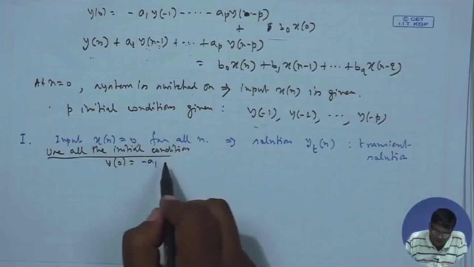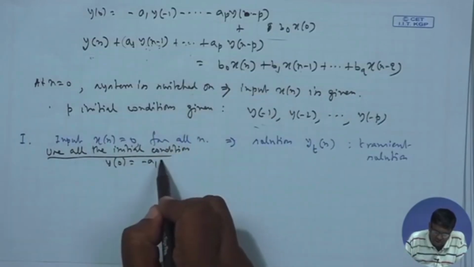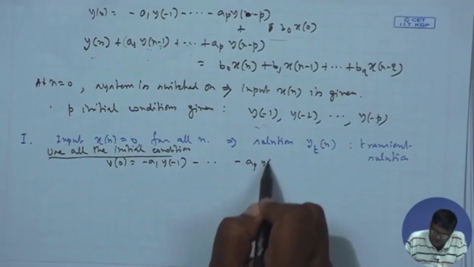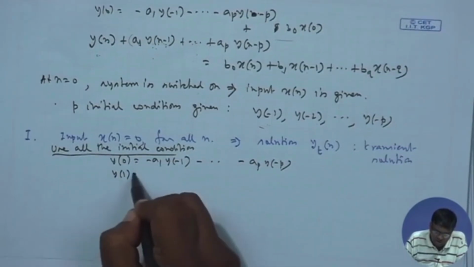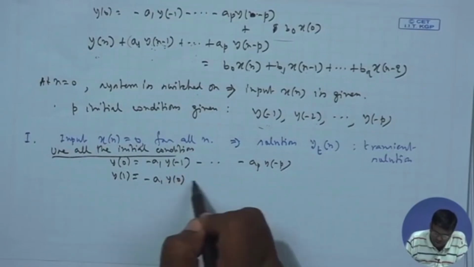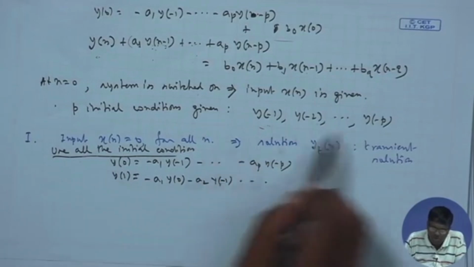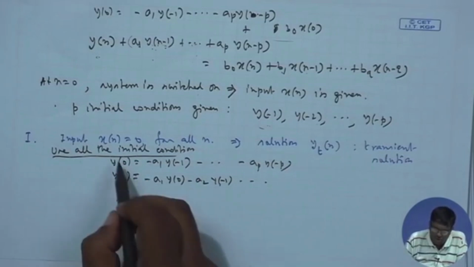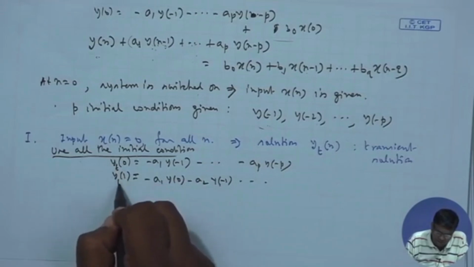So, what will be y 0? Take this part on the right hand side: minus a 1 y minus 1, dot dot dot, minus a p y minus p, and y 0 is obtained. Then for y 1, the right hand side will have minus a 1 y 0, minus a 2 y minus 1, dot dot dot. y 0 is already obtained, and y minus 1 is used like that. This is how you build up the solution y 0, y 1, y 2, which I call the transient solution, and instead of calling it y, I put a subscript t.